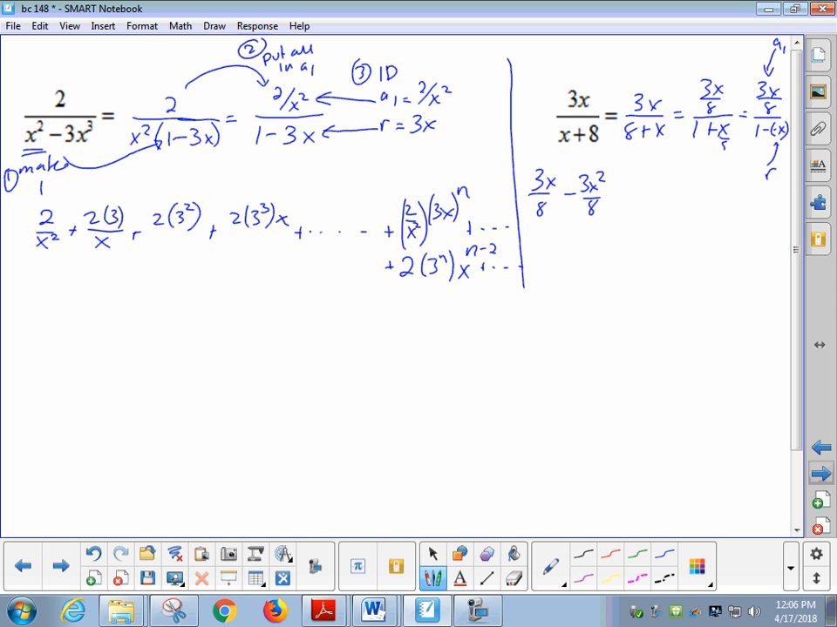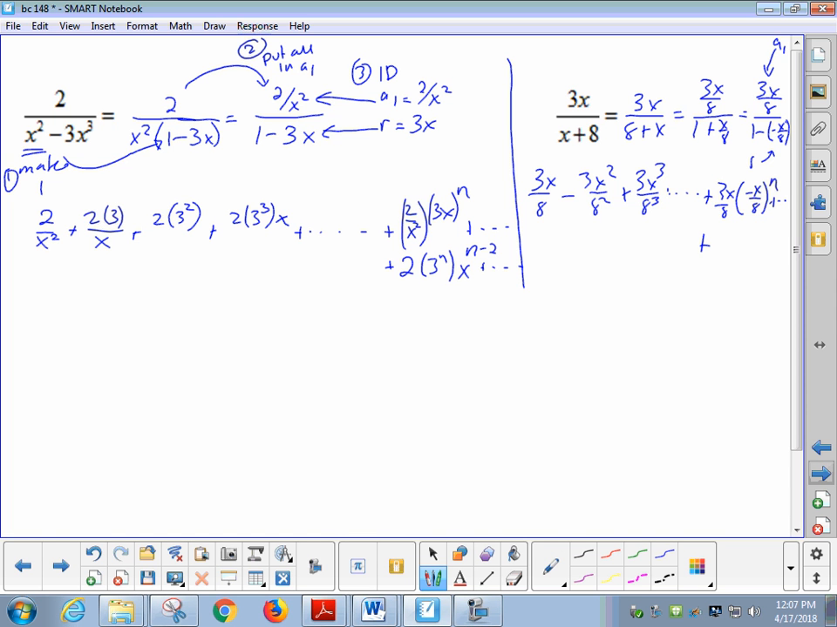Oops, that should be 1/8, shouldn't it? I kind of have a rough draft of my general term, but I'm going to clean it up. Let's see if we get the same thing.